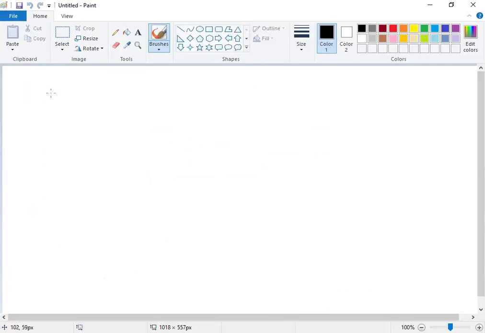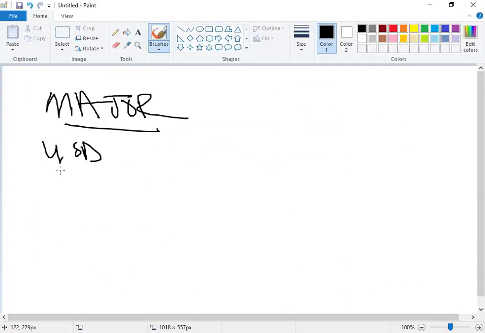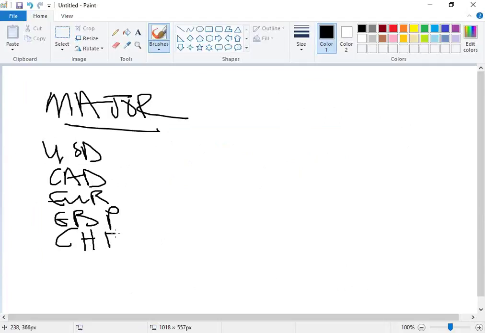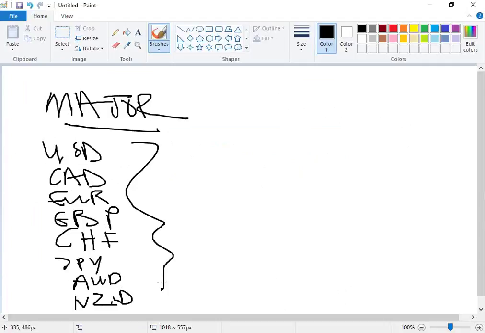Now, what products are we trading? We're going to trade major currency pairs. Always look for the majors. Forget the minors. Major currency pairs would be US dollar, Canadian dollar, euro, British pound, Swiss franc, Japanese yen, Australian dollar, New Zealand dollar. These are your major currency pairs. Any combination of these is reflecting a major currency pair.